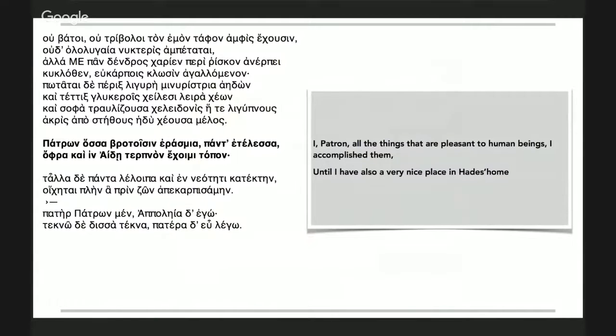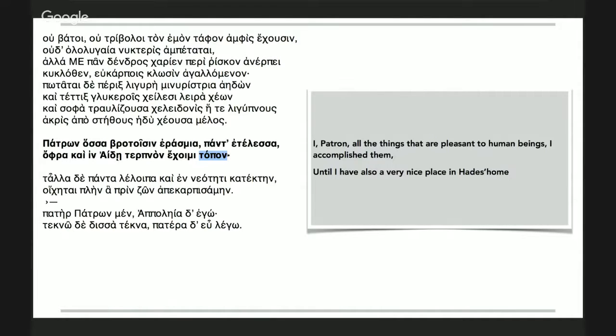And I just wanted to focus on two lines. That is also a couplet, but this time we would say a canonical epigram using the alternation of hexameters and pentameters, and we see that Patron is speaking about himself, making a kind of conclusion of his life, saying: I accomplished all the things that are pleasant to human beings until I have also a very nice place in Hades's home. So he is speaking of his death, of the place where he is, the topos, and the inscription is reflexive, as it's on the tomb that the epigram is speaking about the topos where the tomb is.